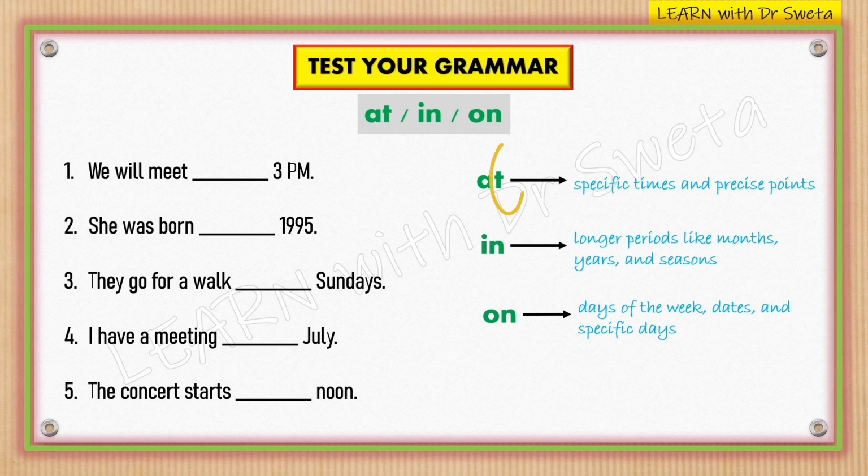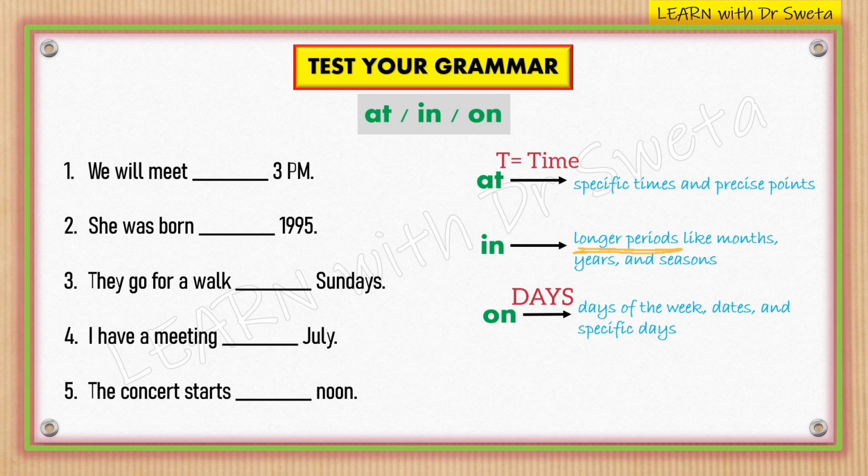T comes in at, so you can remember that T is equal to time. So at is used for specific time. For on you can remember the word don, D-O-N. So D stands for days. So before days you have to use on. And for the rest of the longer periods you can use in. Simple. So always use in when you have to refer to longer periods such as months, years and seasons.